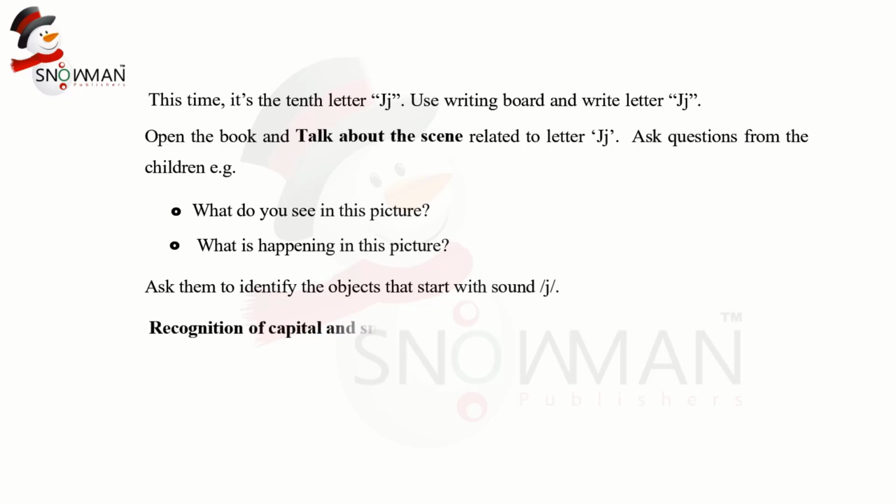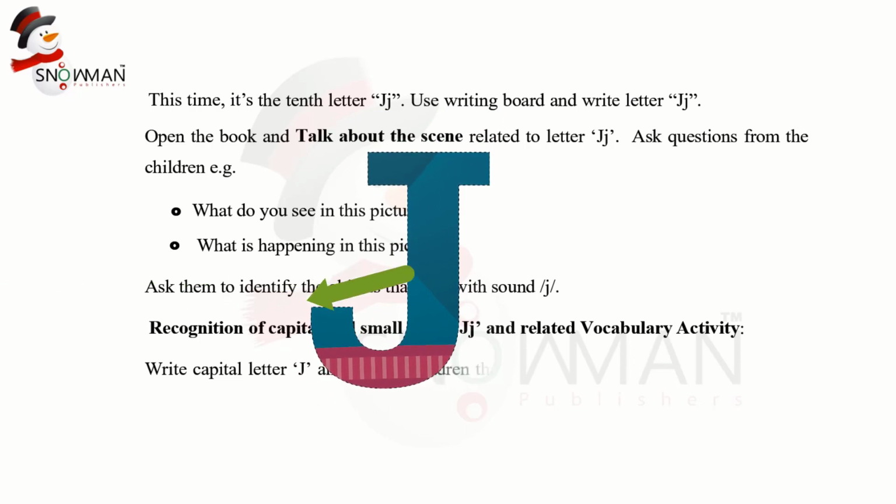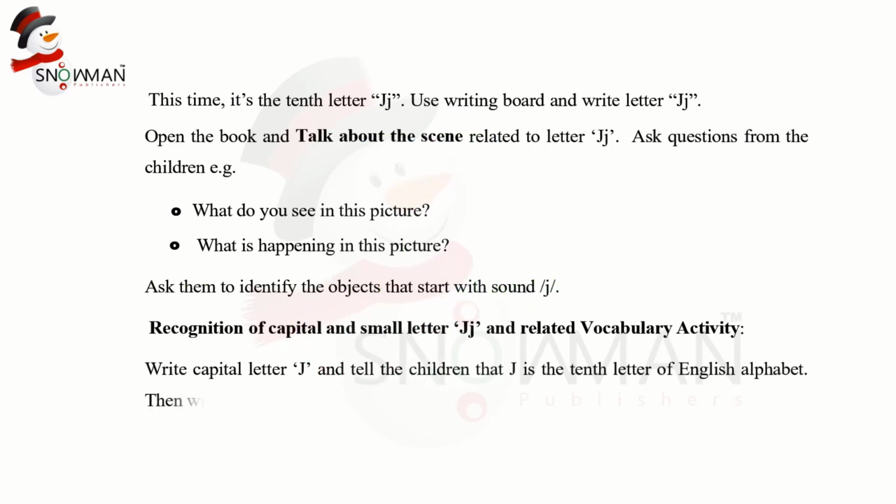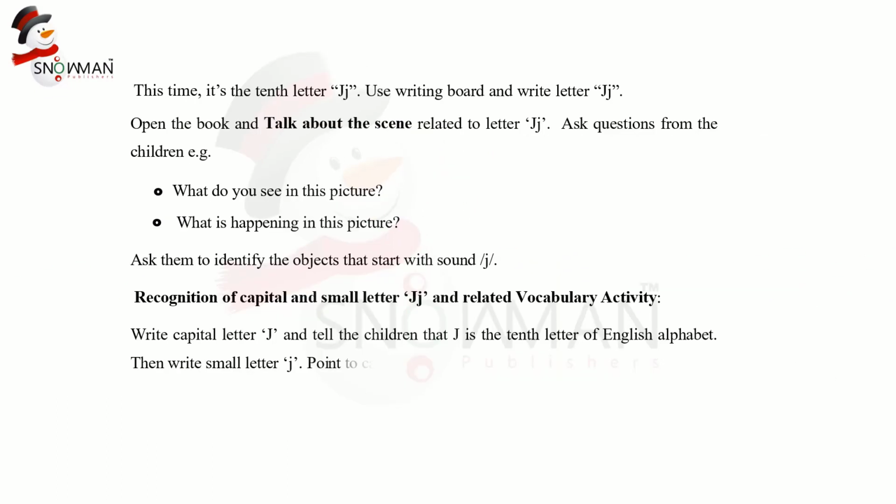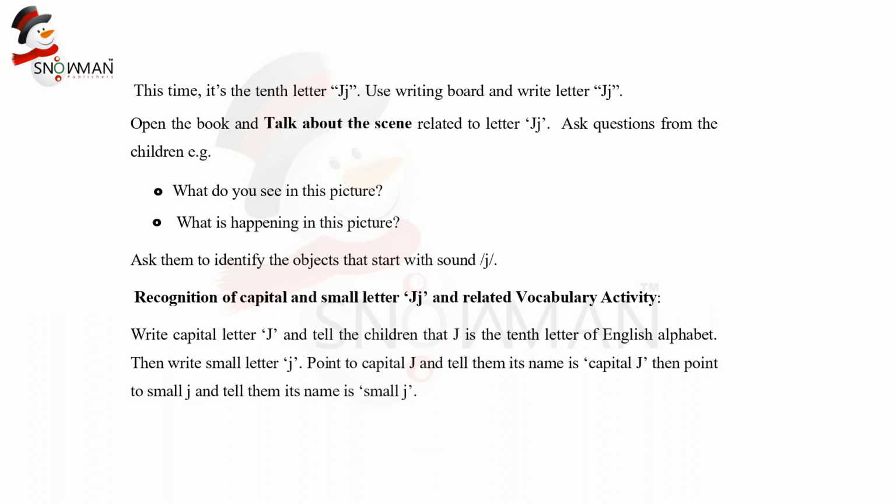Recognition of capital and small letter J, and related vocabulary activity. Write capital letter J and tell the children that J is the 10th letter of English alphabet. Then write small letter J, point to capital J and tell them that its name is capital J. Then point to small j and tell them that its name is small j. Sound of the letter remains the same whether it is capital or small.